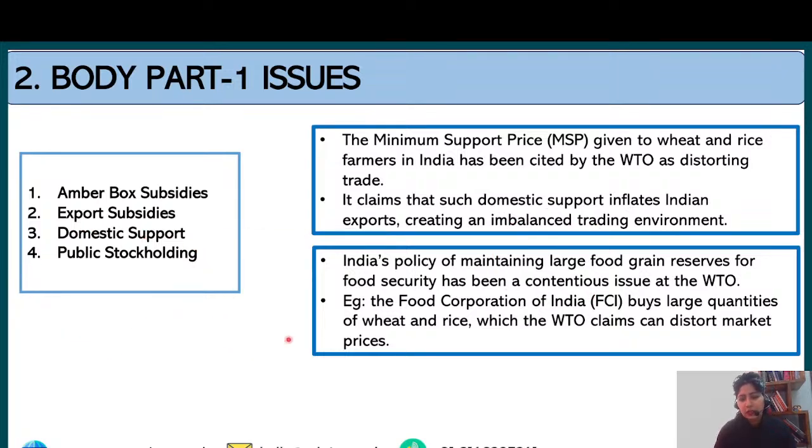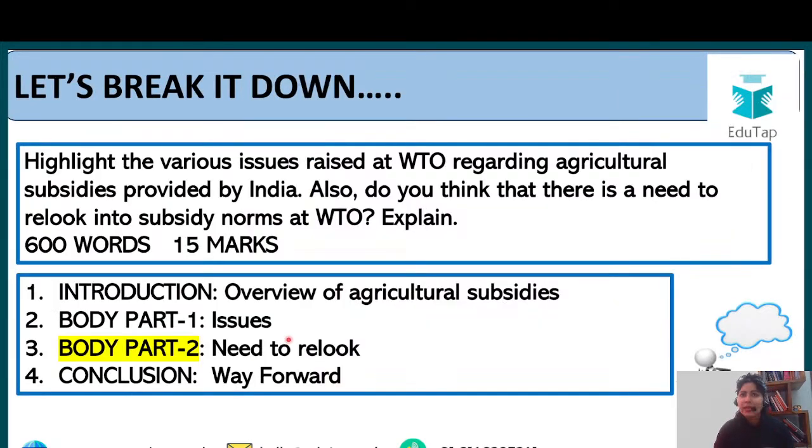Public stock holding for these many issues has been contended by Western counterparts, who say that this public stock holding should not be there in India. Then why is there a need to relook at that? Also, do you think that there is a need to relook into subsidy norms at WTO? Now, how will you start this body part?